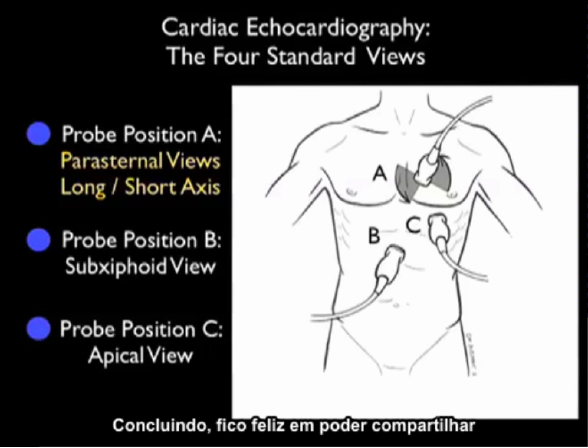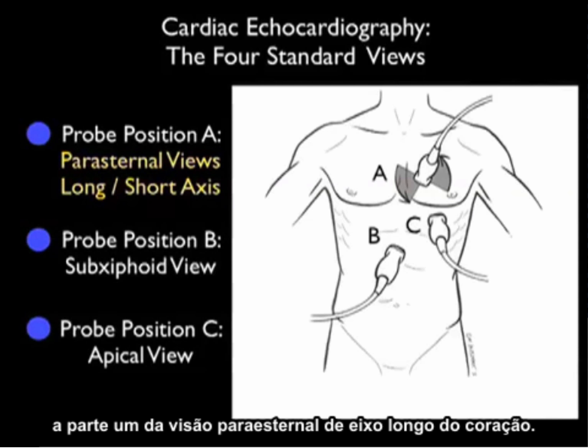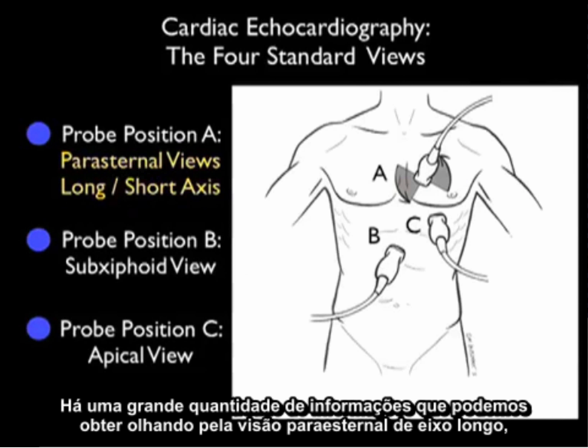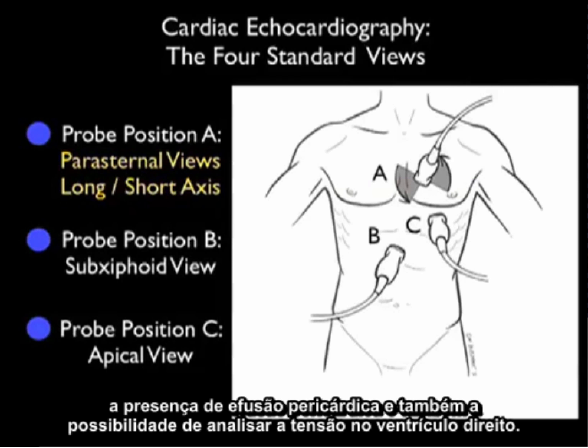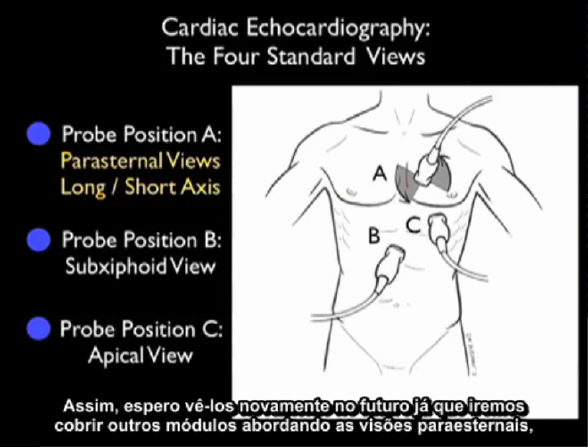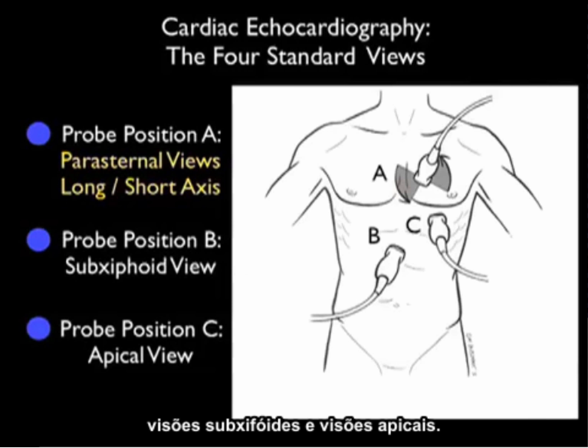In conclusion, I'm glad I could share with you the SoundBites module going over part 1 of parasternal long axis view of the heart. There's a great deal of information that we can gain by looking at the parasternal long axis view, looking for left ventricular contractility, the presence of a pericardial effusion, and also the possibility of right ventricular strain. So I hope to see you back in the future as we're going to cover further modules going over the parasternal views, the subxiphoid views, and the apical views.